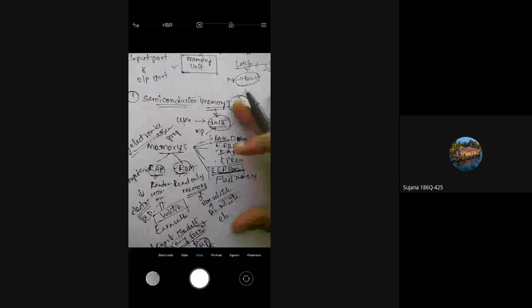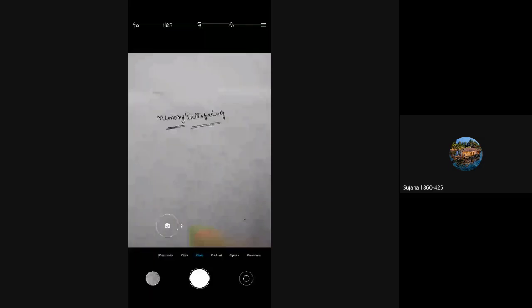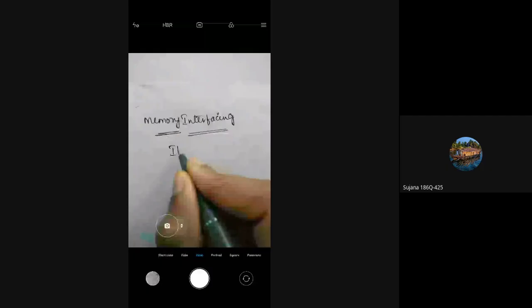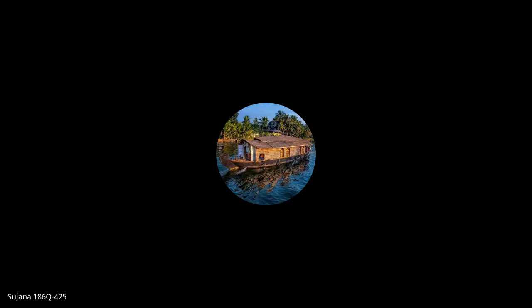Let's discuss memory interfacing. Interfacing is an integral part of the microcomputer. Why do I say it is an integral part of the computer? Because without memory interfacing we will not be able to do anything, or perform any operation with the microprocessor unit.